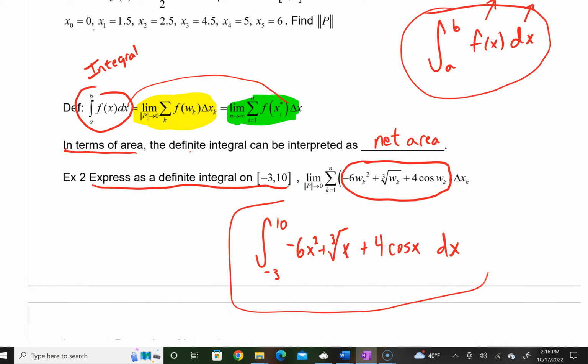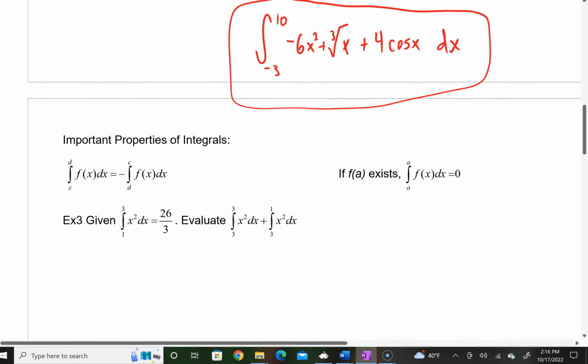And this right here would be a way of saying calculate the net area. Now, how we're going to do that, we're going to have to go beyond this lesson. Today, we're just really thinking about it, introducing it, and trying to make some sense of it. Let's go to the second page here.